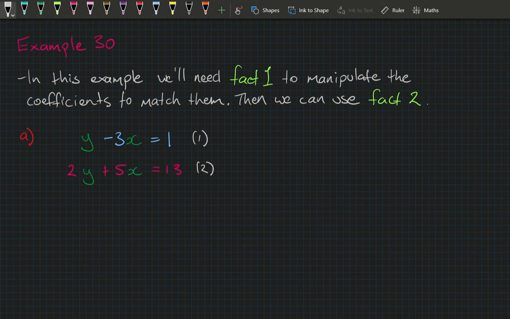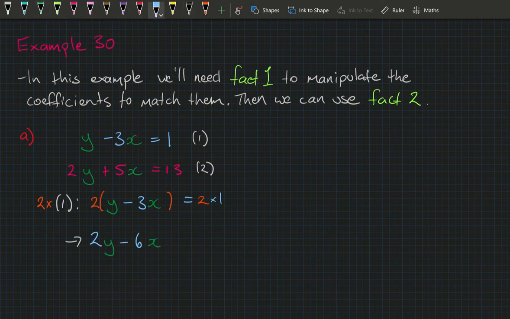Now we can see in equation 2 that y has a coefficient of 2, and in equation 1 it has a coefficient of 1. So all I need to do is multiply the first equation by 2, and then they'll have the same coefficient of y for both equations. So 2 times equation 1 will end up being 2 times all of the left-hand side, which is y minus 3x, equal to 2 times all of the right side, which is 2 times 1, which is the same as saying 2y minus 6x equals 2. And I'm going to name this equation 3.